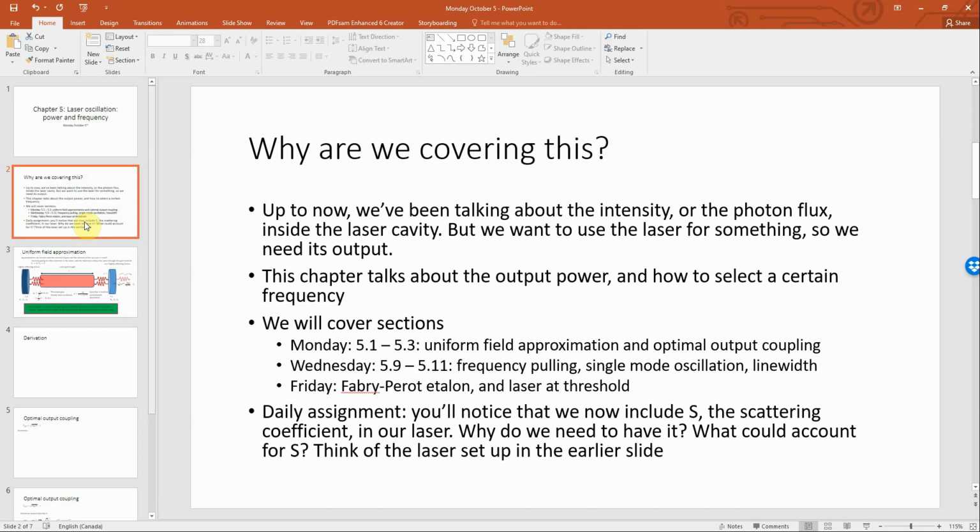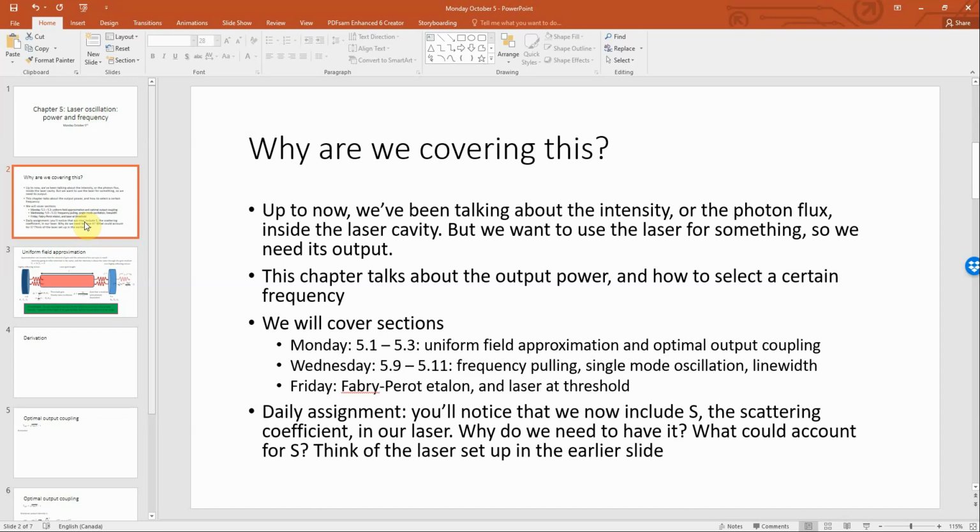So this week, what we're going to be understanding is how to get that light out of the laser cavity and what that means, how we can optimize that power, how we can tune those frequencies. That's what we're going to be trying to do this week. So this week on Monday, we'll be covering sections 5.1 to 5.3. So this is using the uniform field approximation and optimizing the output coupling, so optimizing that power that comes out of the laser.